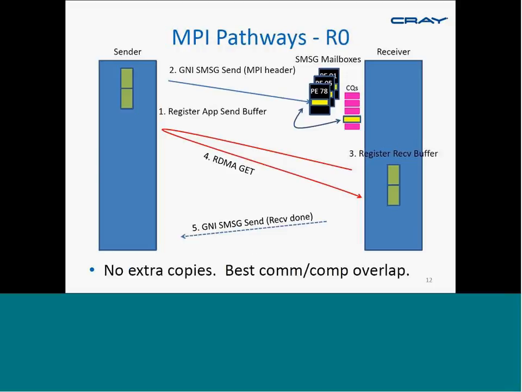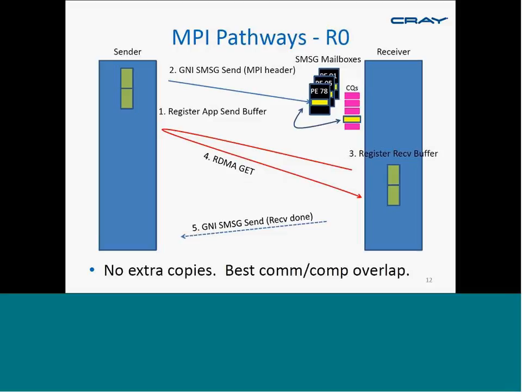Let's look at these visually. The R0 pathway is similar to the E1 pathway in the sense that the very first operation is the send of the MPI header data. It cannot go in the mailbox, so it is only the header and no data. But then the buffer is registered once the send is registered.